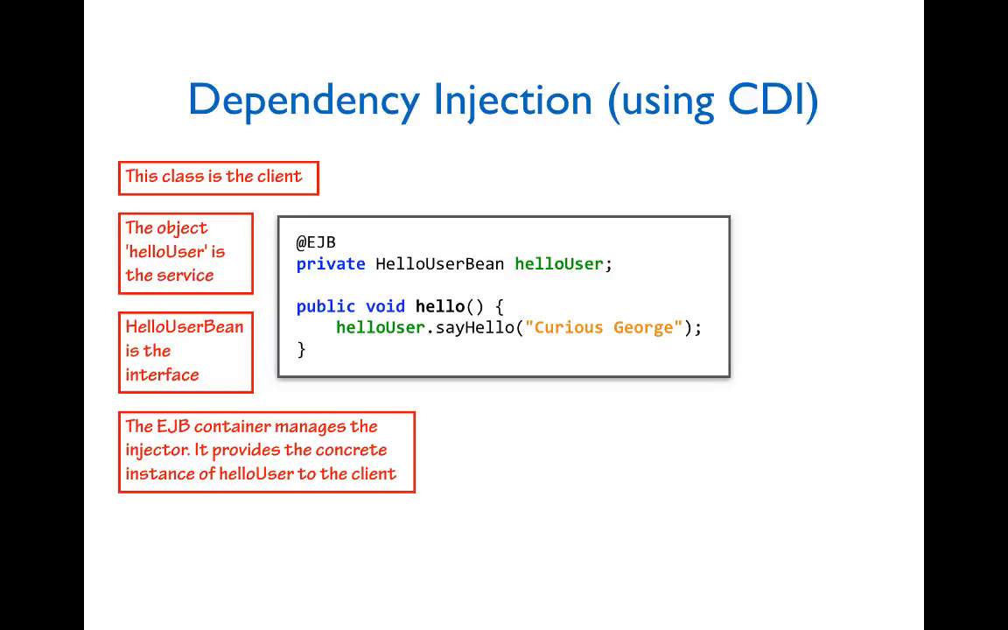So here's a question for you. Suppose I remove the @EJB annotation, and suppose the instance variable HelloUser was never explicitly initialized. My question is, would this be valid Java code? In other words, would the code compile? And can you tell me why or why not? I'll give you 5 seconds to think about how you would answer this question, or you can pause the video if you like. 5 seconds starting from now.